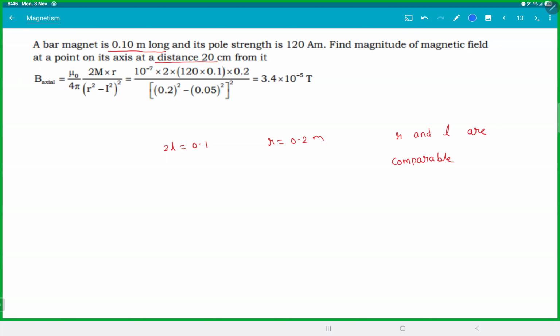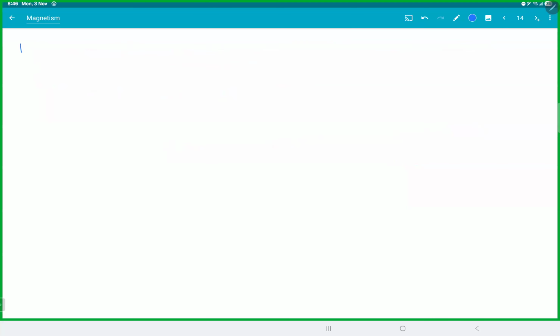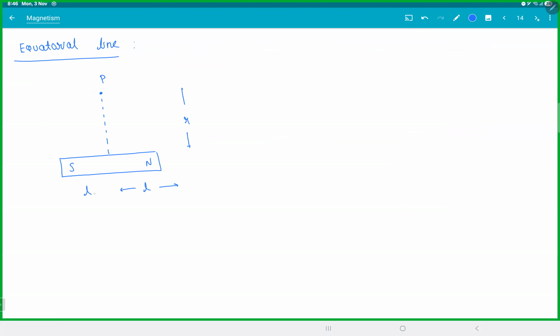So using the same logic, if I try to find the field on the equatorial line, North Pole, South Pole, there's a point P here, let this distance be R. This is L and this is L. Same story. I can treat this as plus Q charge, this as minus Q charge. So this will give the field this way, and this will give the field this way. It will be horizontal. Can you find the field at point P? Try.